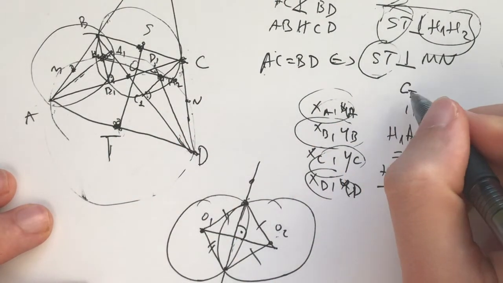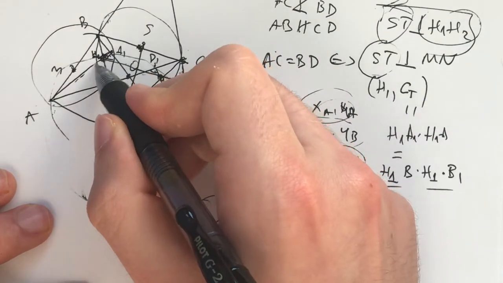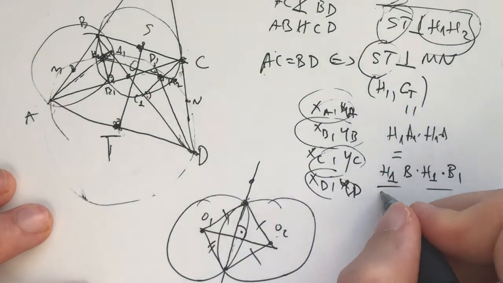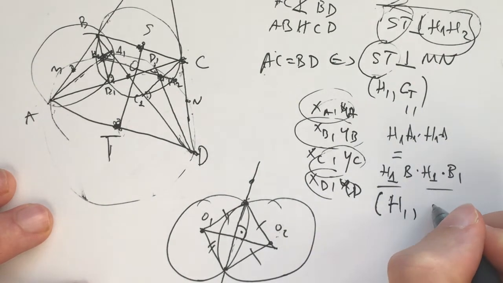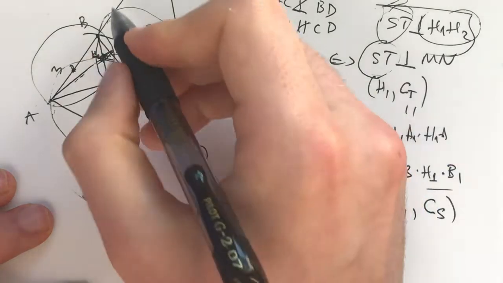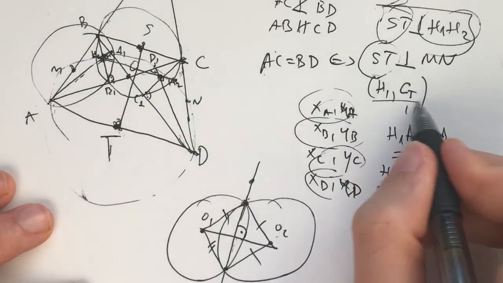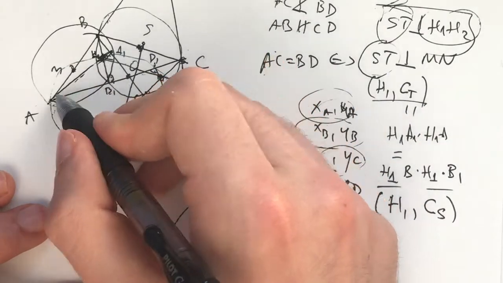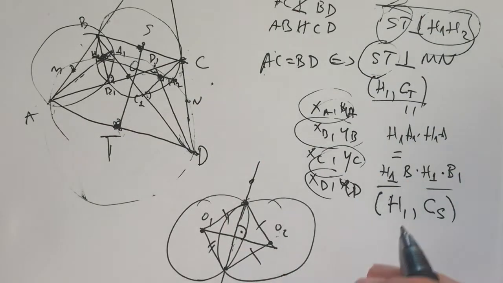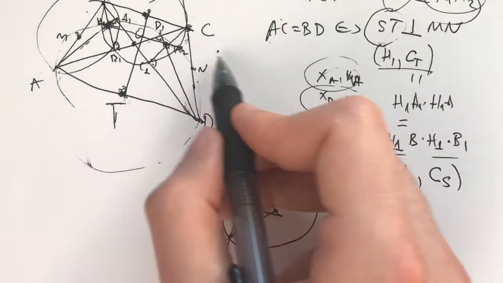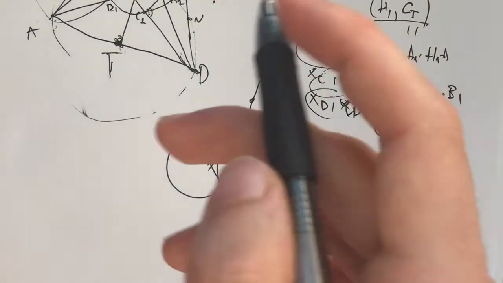This is the power of the point H1 with respect to the circle CT, H1A1, and it's an internal power of a point. And this is the power of the point H1 with respect to the circle CS, the circle with center S. And this really shows that H1 has the same power of a point with respect to both of these circles, so it lies on the radical axis. And by pure analogy, H2 also has the same power of a point. And that really solves the problem.